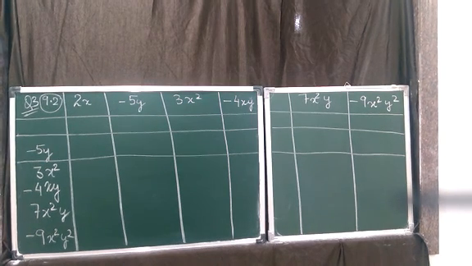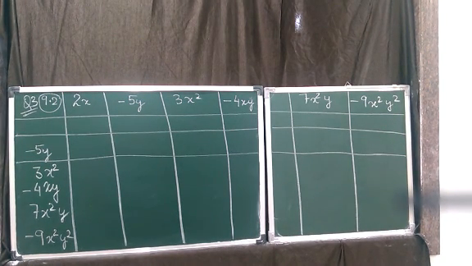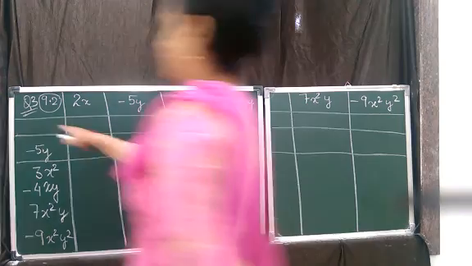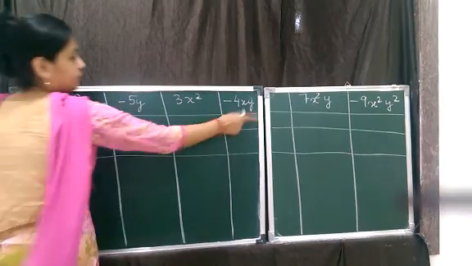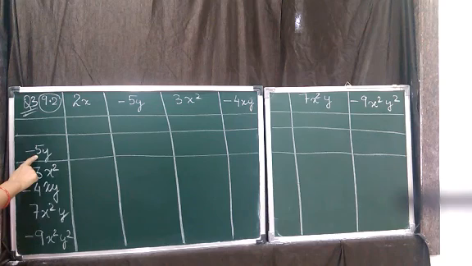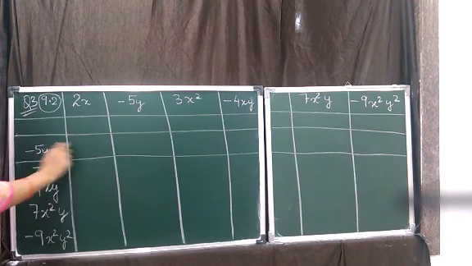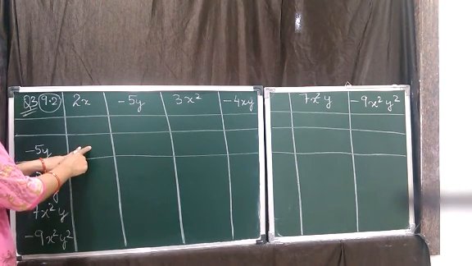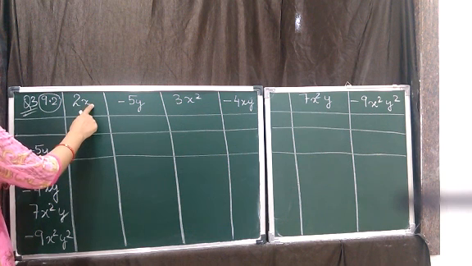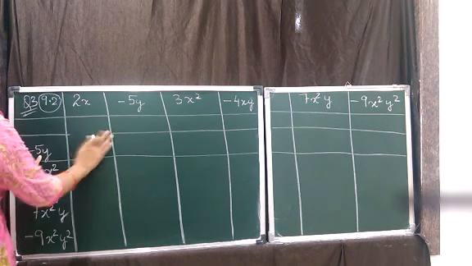So children, this is the continuation of question number 3, exercise 9.2, where we completed the first one. Here I have left it empty. We are starting with the second one. So here we have to multiply. For this box, we have to multiply minus 5y and 2x. So we write it here.